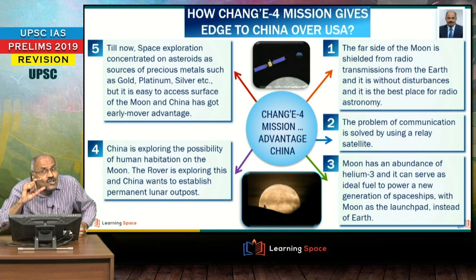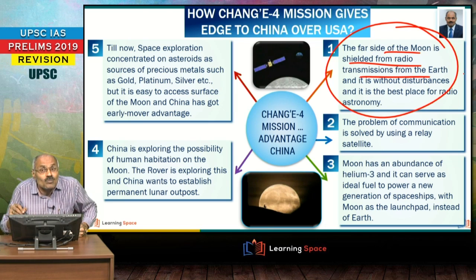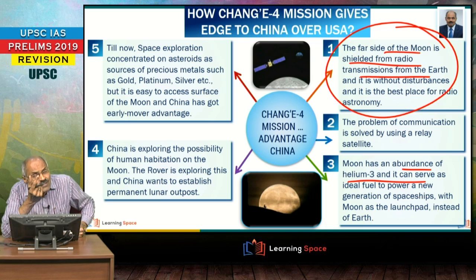Because of this Chang'e 4 mission of China, 2-3 important aspects, don't forget. The far side of the moon, that is the other side of the moon, is protected from radio transmissions from the Earth. That means it is free from radio disturbances from Earth. So therefore friends, it is the best location for radio astronomy. The second important aspect is that the moon has an abundance of helium-3, and in future it can serve as an ideal fuel for space explorations. So in future this can start from the moon. Right, these two are the important aspects. This is more than enough.